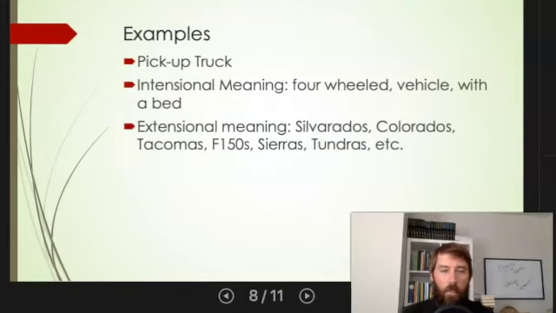Here are some examples. Think of the term pickup truck. Intentional meaning has to do with it's got four wheels, it's a vehicle, it's got a bed. These are the things that are typically brought to mind in a competent speaker of English when you hear the words pickup truck. The extensional meaning, on the other hand, are the actual trucks themselves. We can think of a whole group or a class of all the pickup trucks in the whole world, and that will be the extensional meaning.